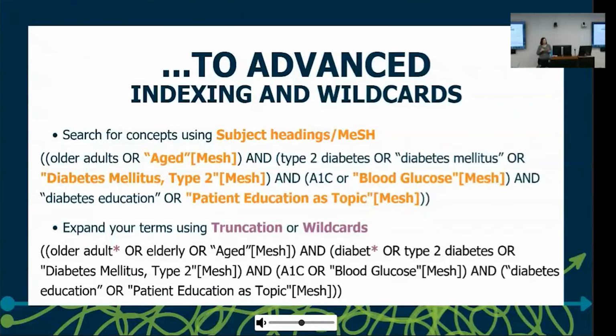Truncation and wildcard, it's basically if there are more words that you can pull out that would be similar to your topic. For example, older adult could be older adults. Diabetes could be diabetic. It could be other words that are related to diabetes, and it would pull those out as well. And again, across databases, it varies wildly whether they accept them and what you have to use to do the wildcards or truncation.